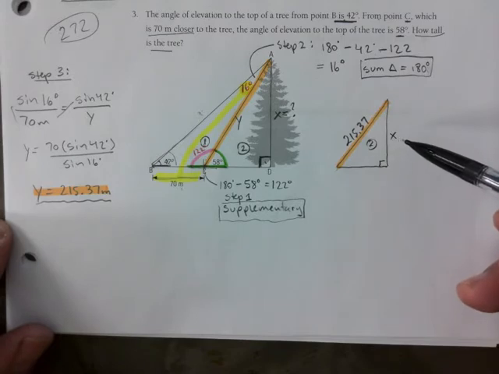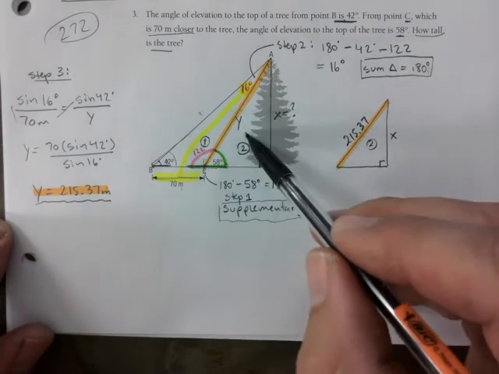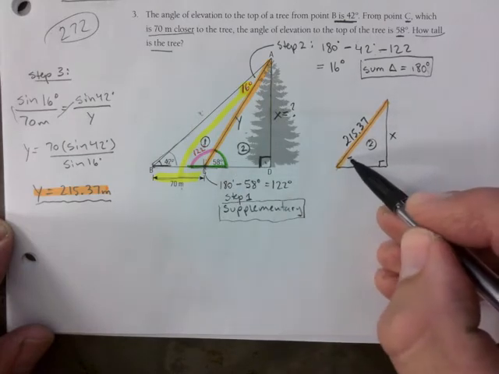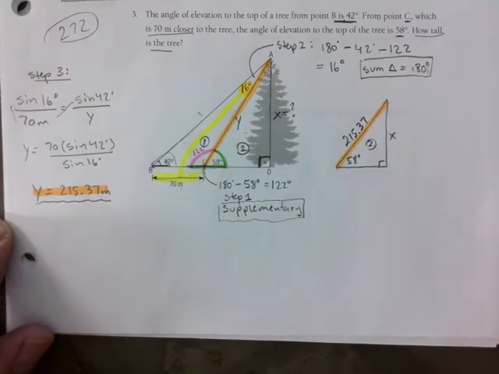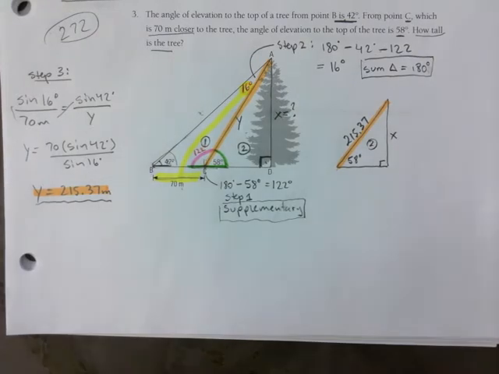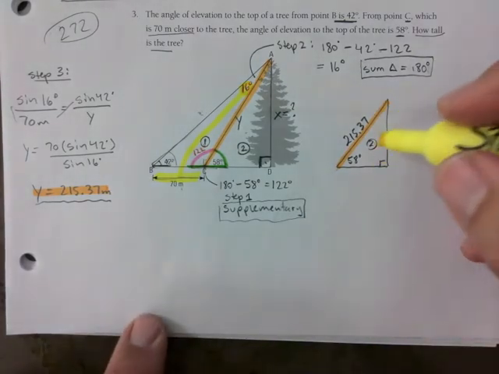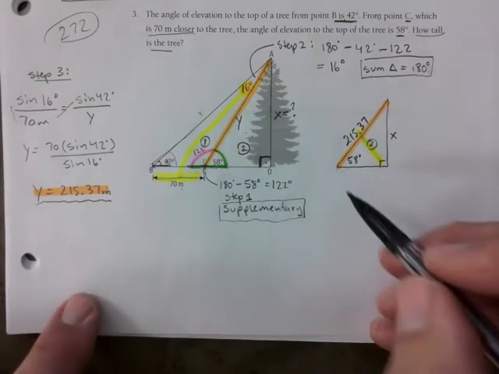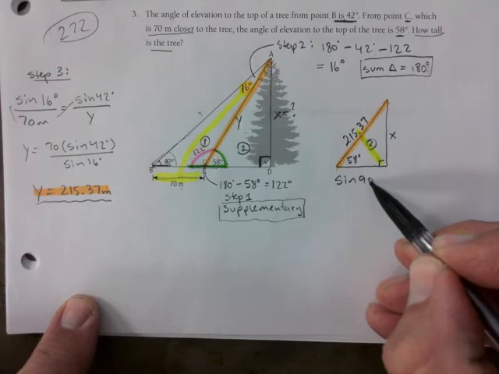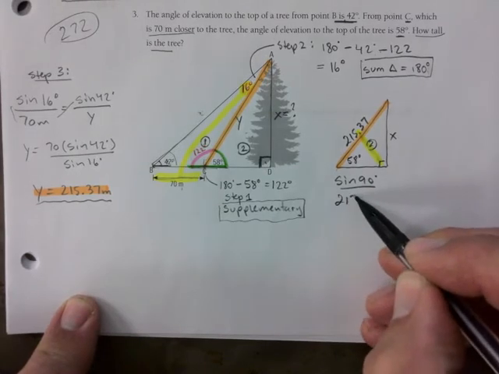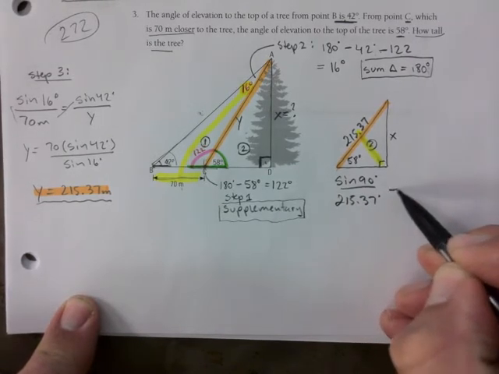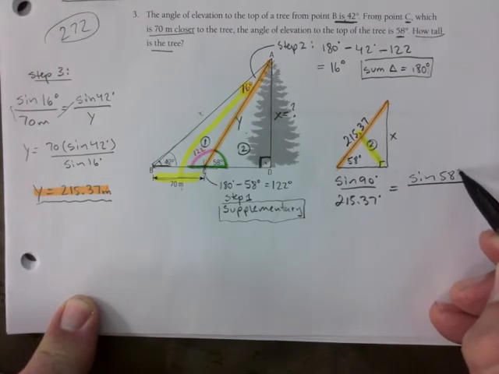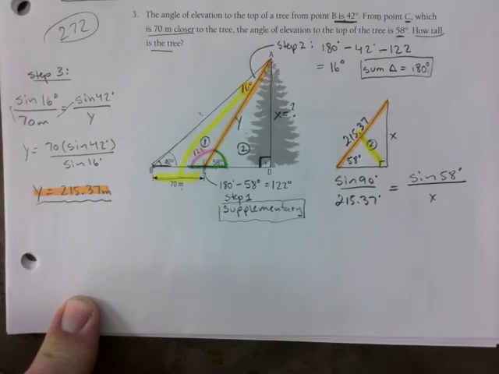And what else do I know about this triangle here? Just read, right? The 58 comes with you. Right, you have another pair here. Like this gives you a pair because this is a 90 there. So sine of 90 over 215.37. And then sine of 58 is going to be over x.